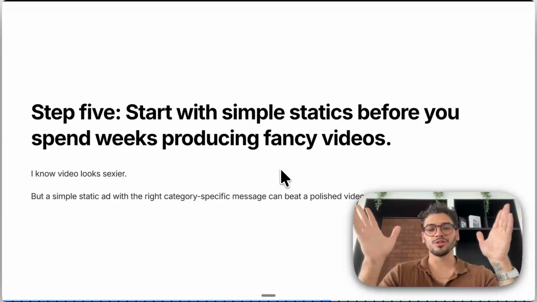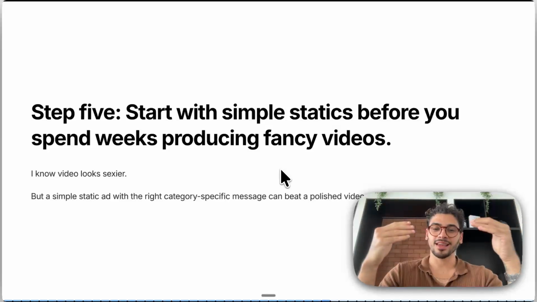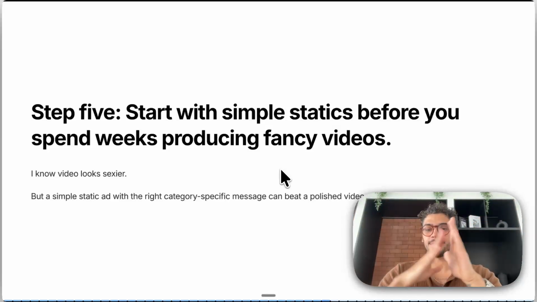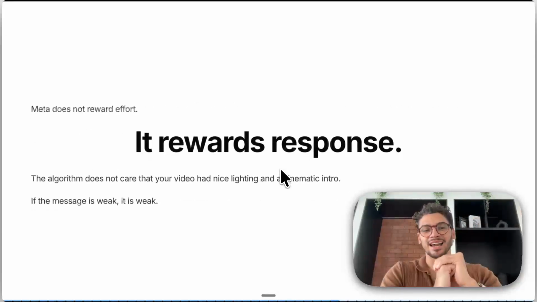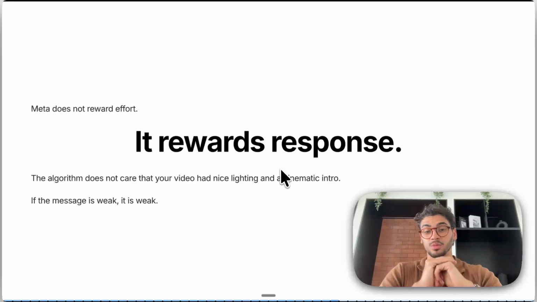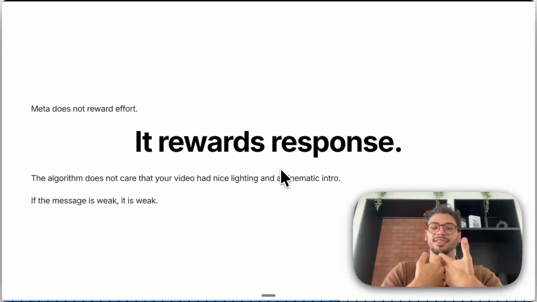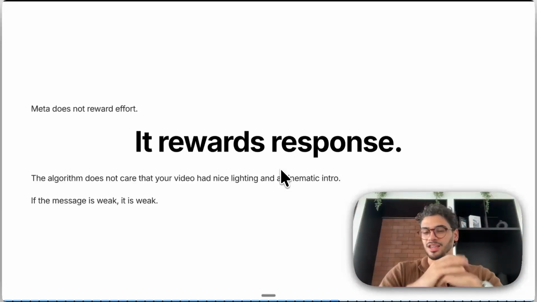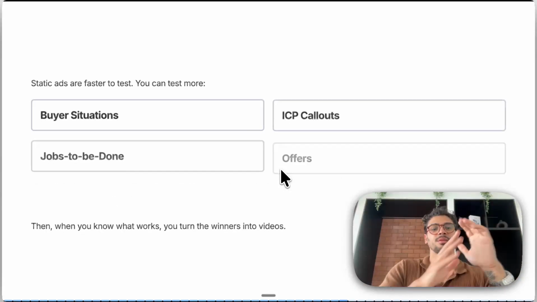Video looks sexier, I know that. But a simple static ad with the right category-specific message can beat a polished video with a vague message, okay? And when you do that, you get data, and that's the most important thing. Meta does not reward effort, it rewards response, right? The algorithm does not care that your video had nice lighting and a cinematic intro. If the message is weak, it is going to be weak, right?